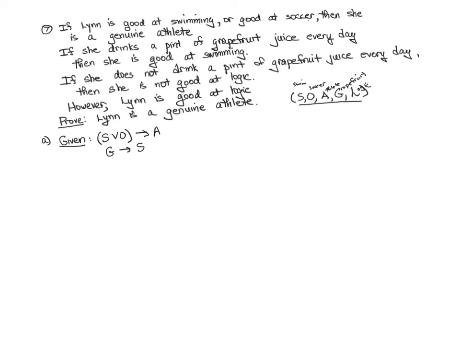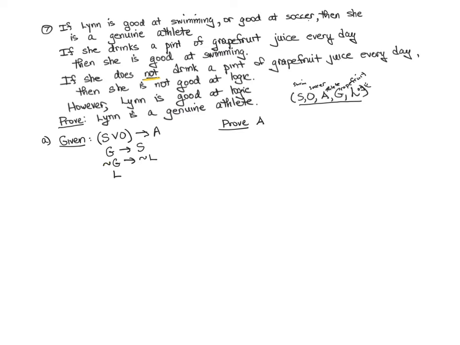If she does not drink a pint of grapefruit juice a day, so we have to negate this. So if not G, let me just write the same, not G, then she's not good at logic, not L. But she's good at logic, L. And we want to prove that she's a genuine athlete, which is A.